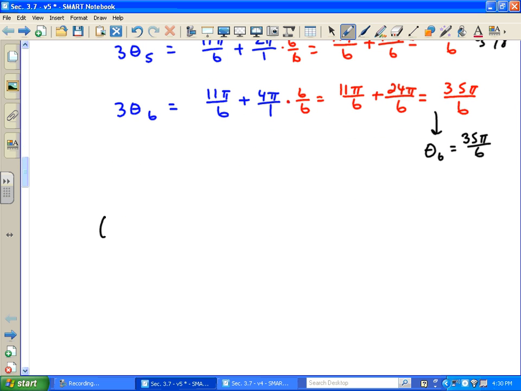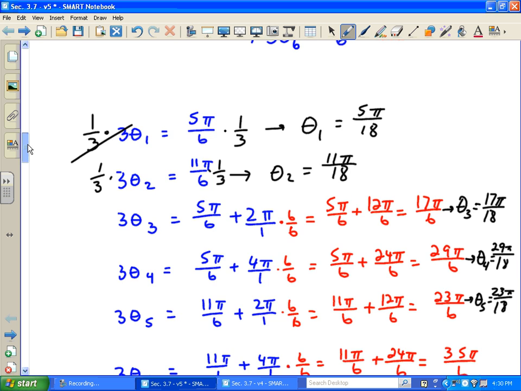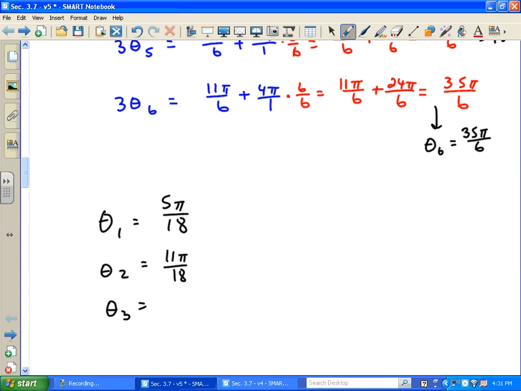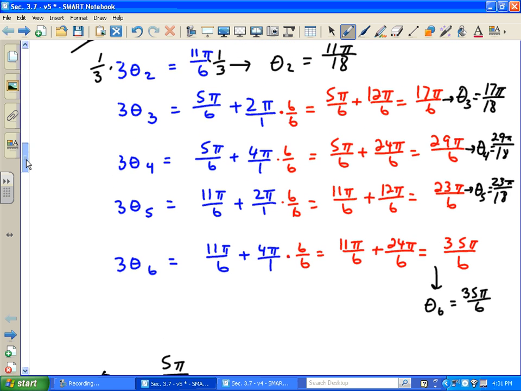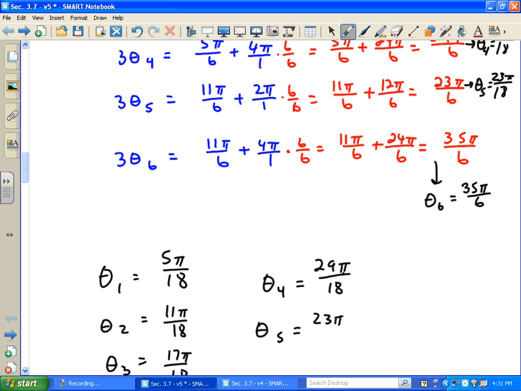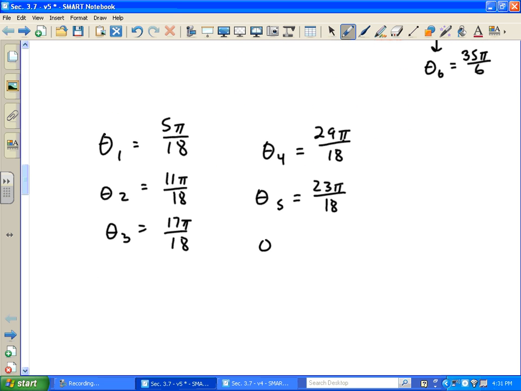So the final answers: theta sub 1, 5 pi over 18. Theta sub 2, 11 pi over 18. Theta sub 3, 17 pi over 18. Theta sub 4, 29 pi over 18. Theta sub 5 is 23 pi over 18. And then finally, theta sub 6 equals 35 pi over 18.